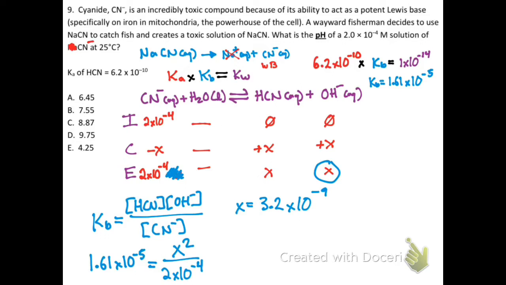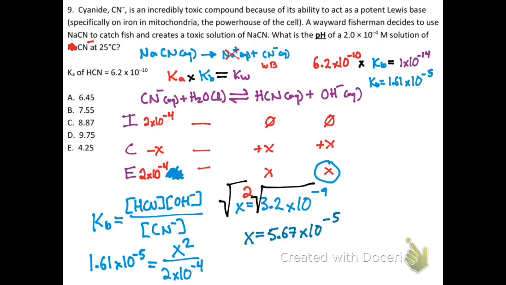So if we take the negative log of that, we're getting the pOH. Excuse me, I made a mistake, so this is not accurate. Let me just go back a step. x squared is equal to 3.2 times 10 to the negative 9th. So we'll have to take the square root of both sides, and that will give us our actual value of x, which is 5.67 times 10 to the negative 5th.